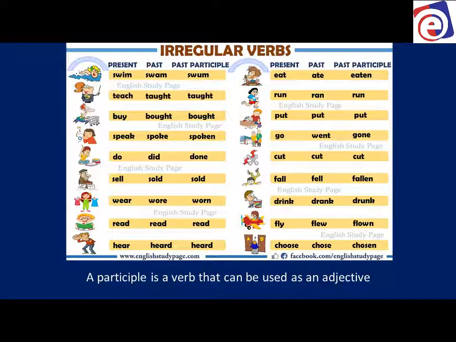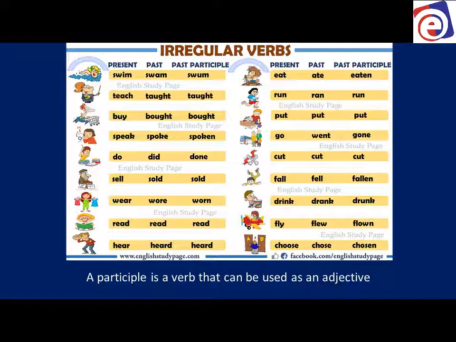And so look at the screen. There's a lot of them here. And a participle is a verb that can be used as an adjective. All right, and so swim, swam, swum. I swim every Saturday. I swam last Saturday. I swum across the river.